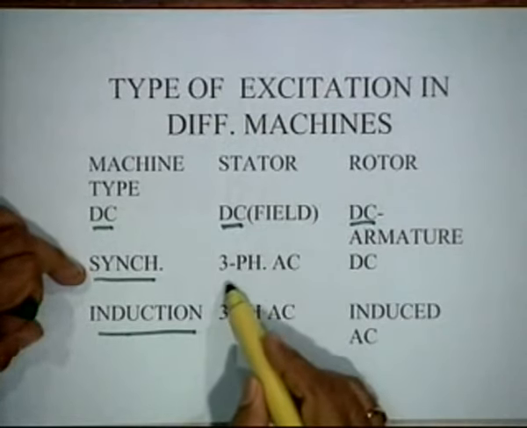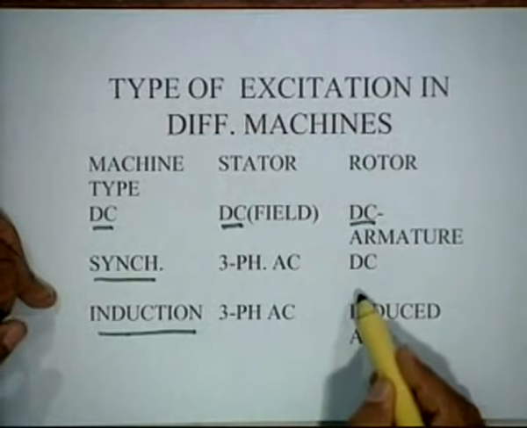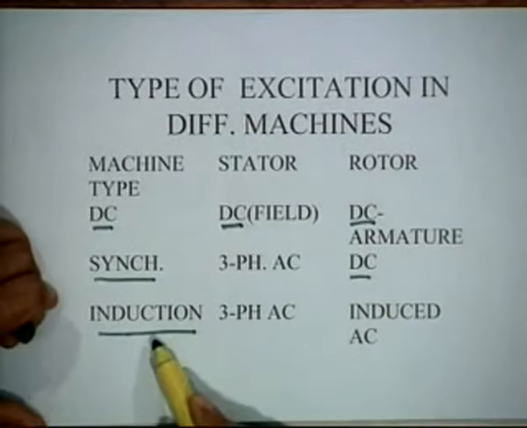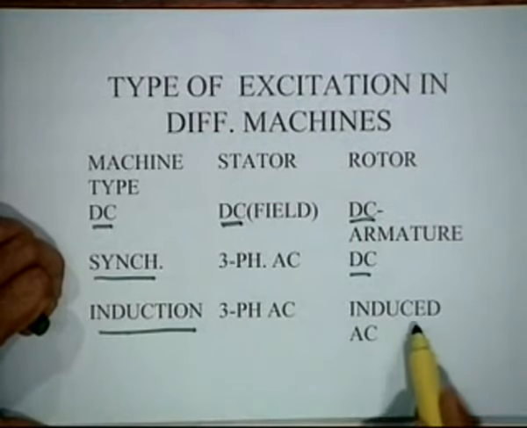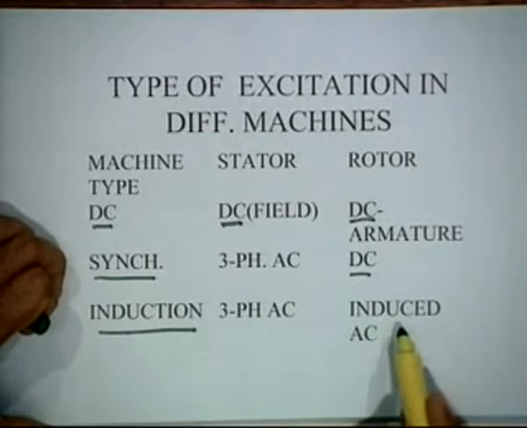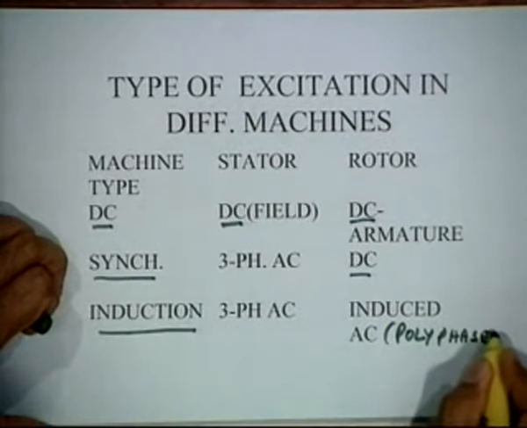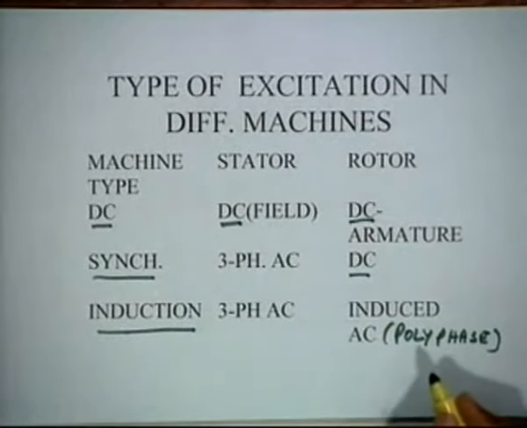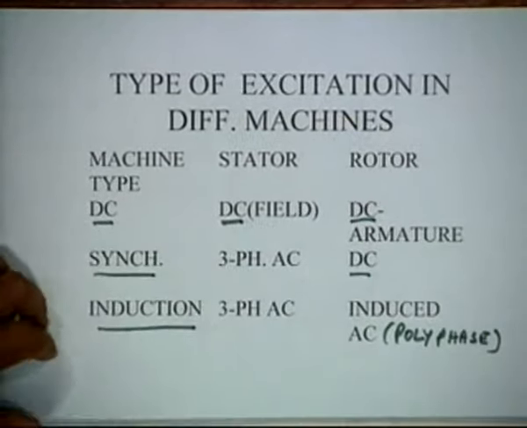In a synchronous machine, the stator winding carries 3-phase AC and the rotor winding carries DC. In an induction machine, the stator windings carry 3-phase AC and the rotor winding also carries polyphase AC, that is induced AC. This is also polyphase. So, we must know the air gap fields produced by such time varying currents. That is the purpose of today's lecture and discussions.